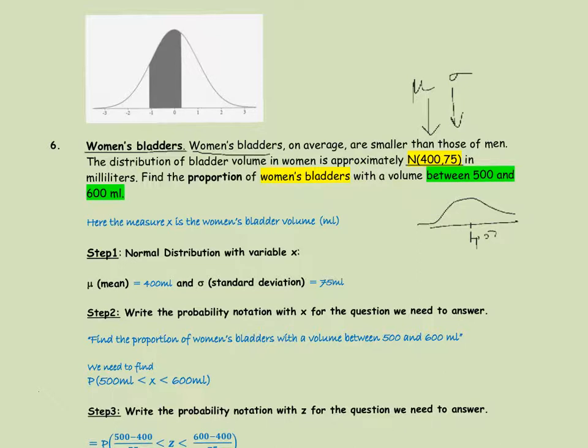We need to find the probability, or proportion, that a woman's bladder volume lies between 500 ml and 600 ml. Always the smaller number is to the extreme left and the larger number is to the right, and X sits in the middle when we talk about measurements between two numbers.